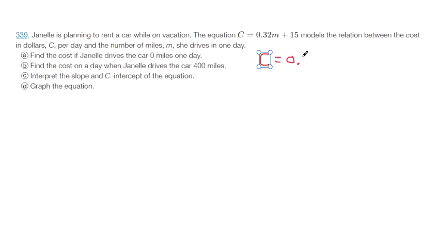So 0.32 times 0 plus 15. 0 goes in for miles. And if you simplify that, 0.32 times 0 is 0, so this is 0 plus 15, so the cost is $15.